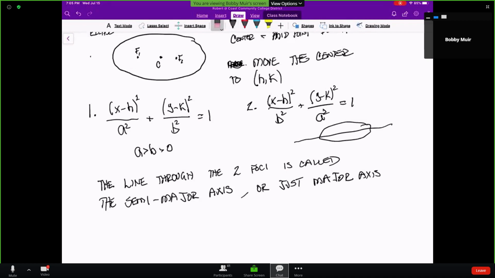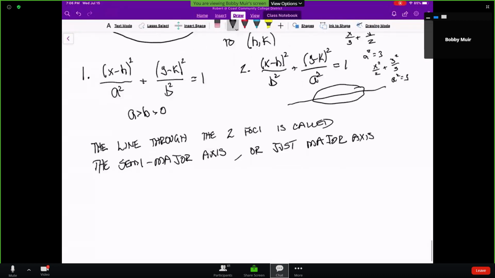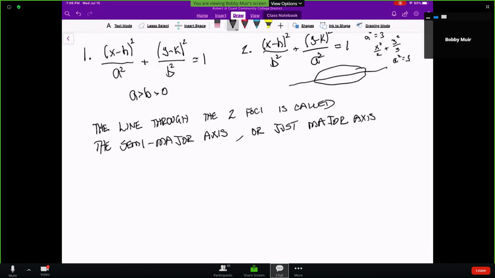Now, what I'm saying here is this. Of the two numbers in the denominator, whatever's bigger, we're going to designate that as A squared. It has nothing to do with whether it's ever going to happen. If I have x squared over 3 plus y squared over 2, A squared is 3. If I've got x squared over 2 plus y squared over 3, A squared is still 3. It's the bigger of the two. Okay, so the line that goes through the two focal points is called the major axis.